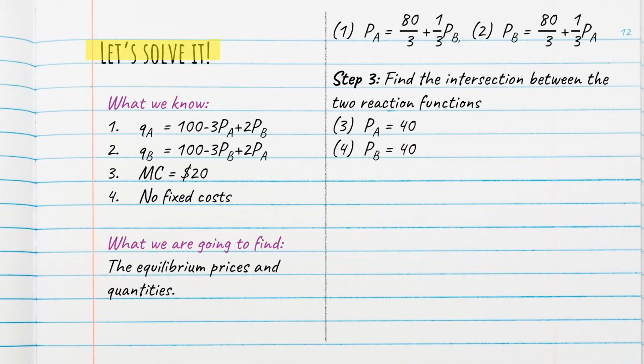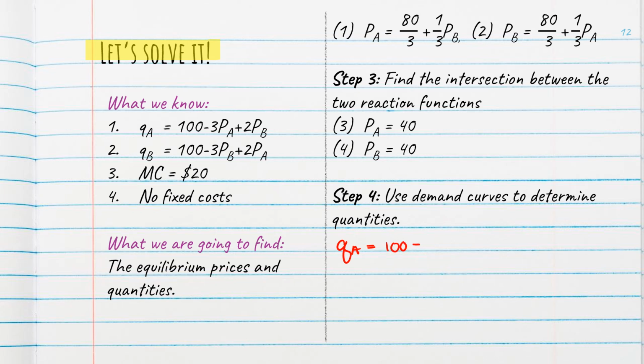So we are onto our final step. We found the intersection between the two reaction curves, and now we need to use the demand curves to determine the quantities. This is just an evaluation exercise. So to find QA, we plug in 40 for both prices, and we get 100 minus 3 times 40 plus 2 times 40, which is equal to 100 minus 40. Another way you can do this is you could say 3 times 40 is 120 plus 80. So minus 120 plus 80 is minus 40. So we have 100 minus 40, which is 60.